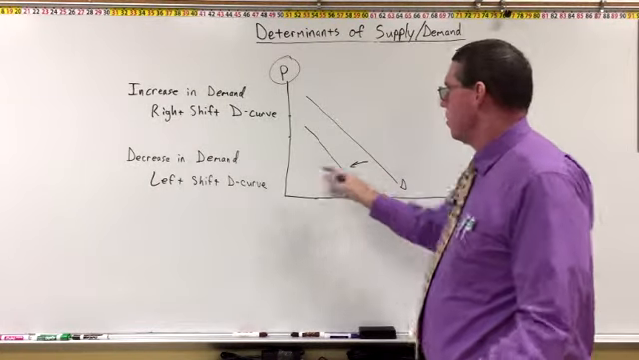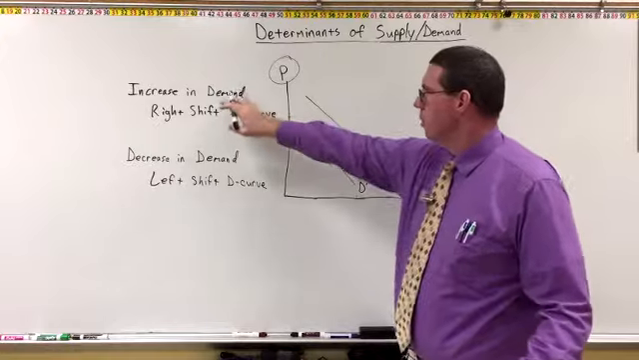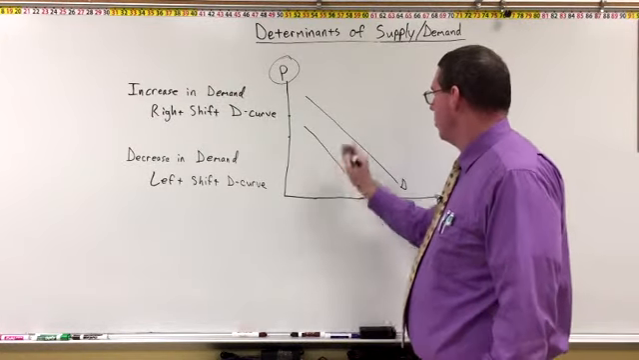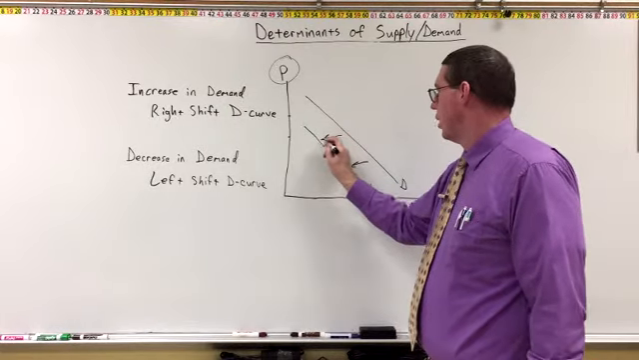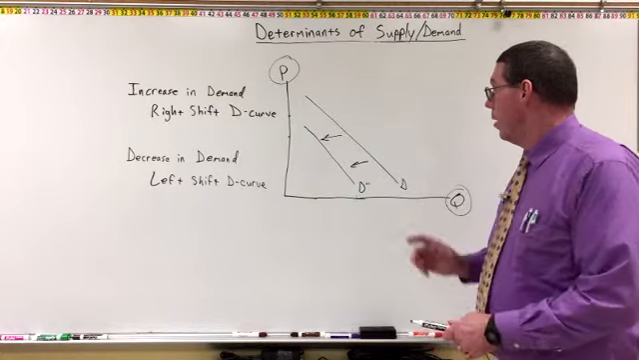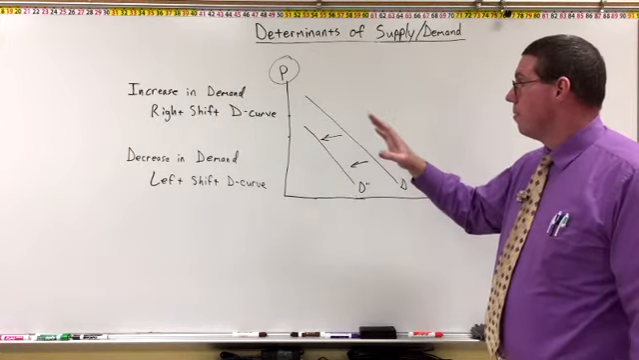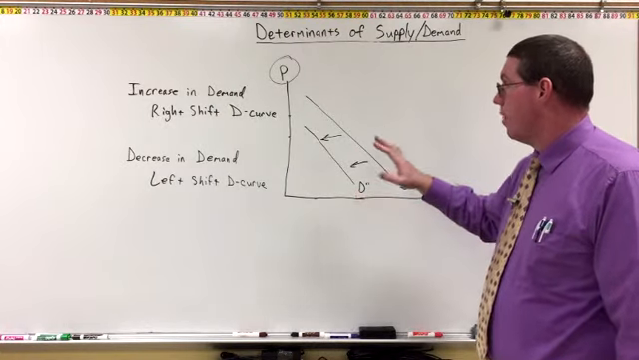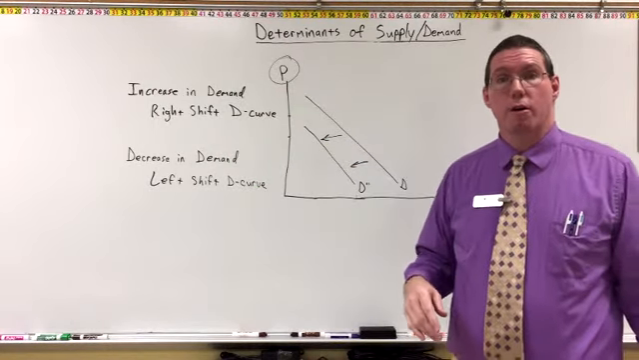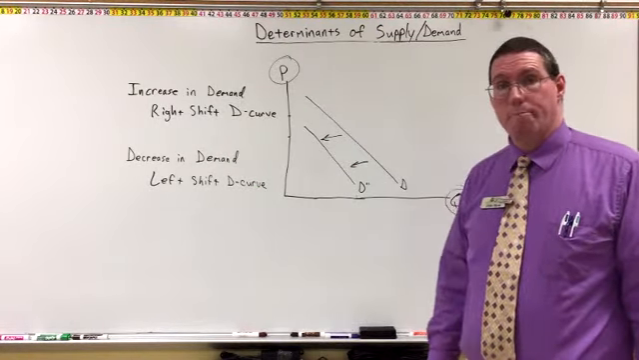Now, double prime doesn't belong to decrease, and prime doesn't belong to increase. Usually the first one you do, you make it prime. The second one you do, you make it double prime, and if you do a third change, then you'd call it triple prime or something, okay? So that is an increase in demand and a decrease in demand, and they cause a rightward shift and a leftward shift of the demand curve respectively, okay?